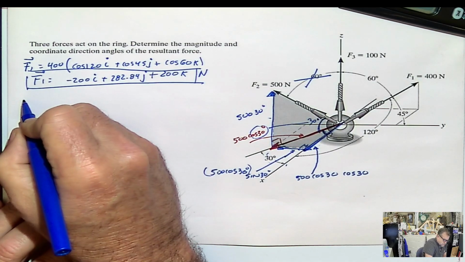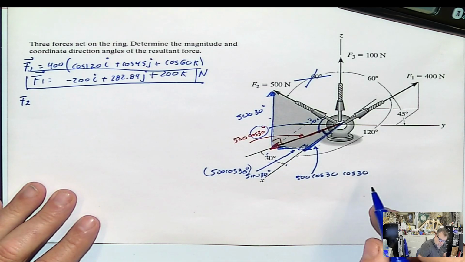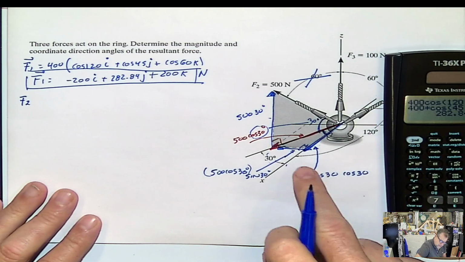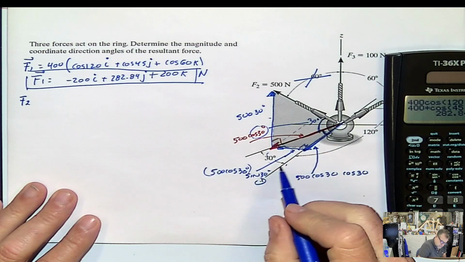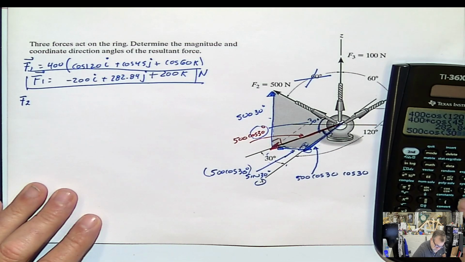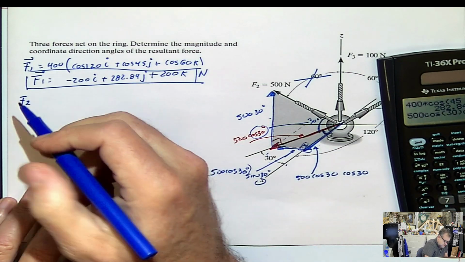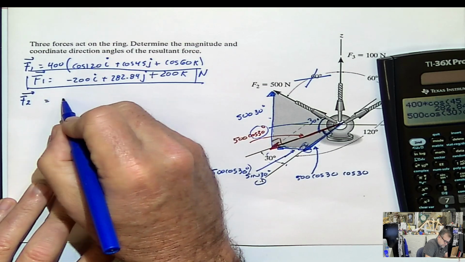Okay, so the force 2 will be basically 500 cosine 30, cosine 30 in the positive, it's pointing towards the positive x direction, so 500 cosine 30 degrees. And that will be 375 I.